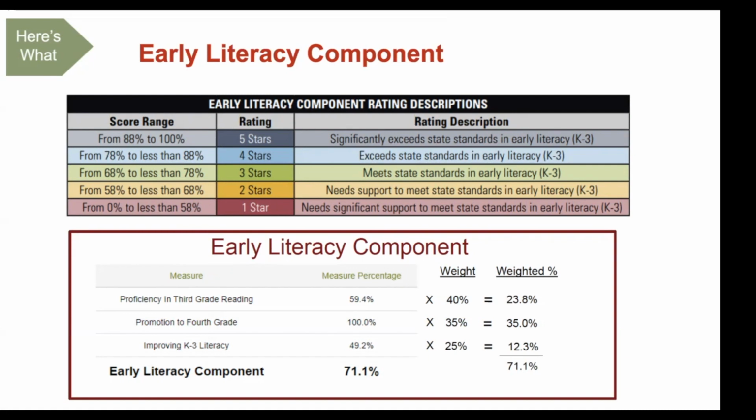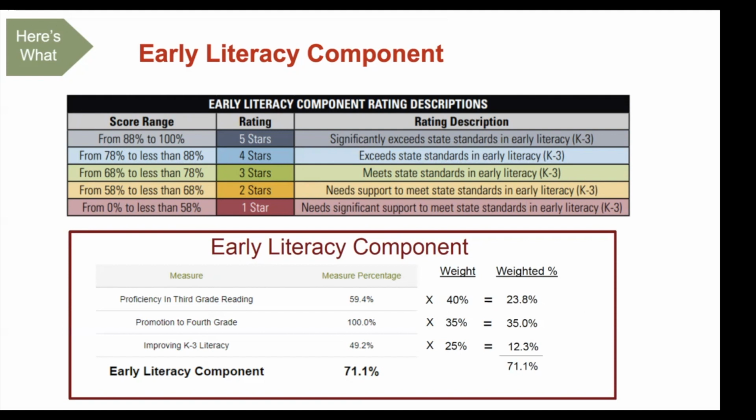So again, you see proficiency in 3rd grade reading. You see the percentage is 59.4%, but the weight for that specific measure is 40%. So when we take that 40% weight, when looking at that 59.4%, the weighted percent ends up being 23.8%.